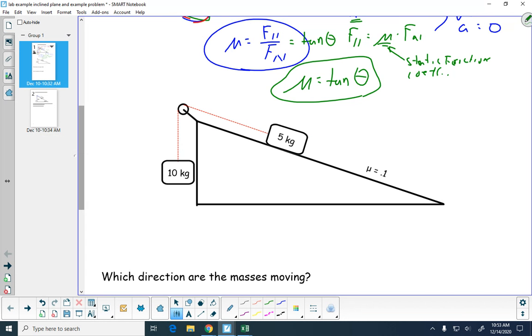Let's take a look at a problem. We'll go through two different problems here. Once again, it doesn't hurt to continue to go over these ideas. We have an inclined plane. We have a 5 kilogram mass. We have a 10 kilogram mass hanging downwards. We have mu is equal to 0.1. We need to decide which direction our mass is moving.